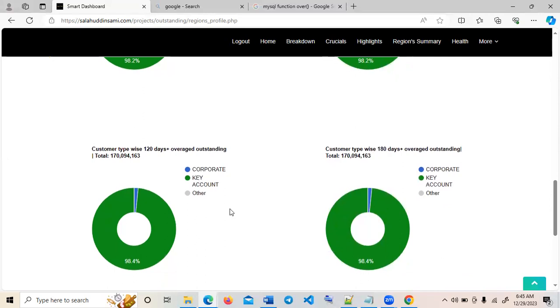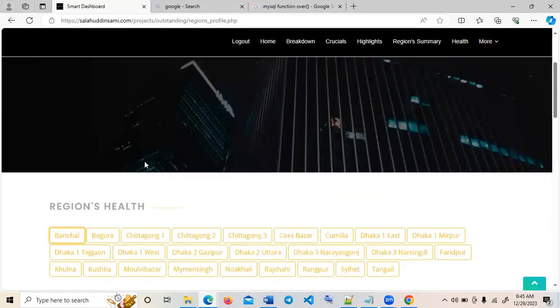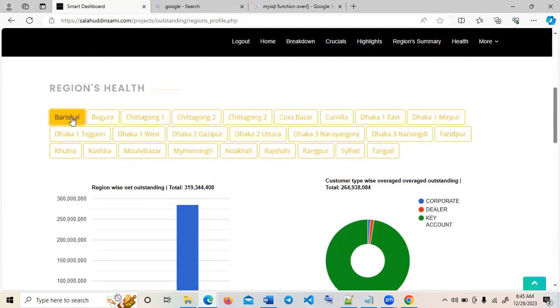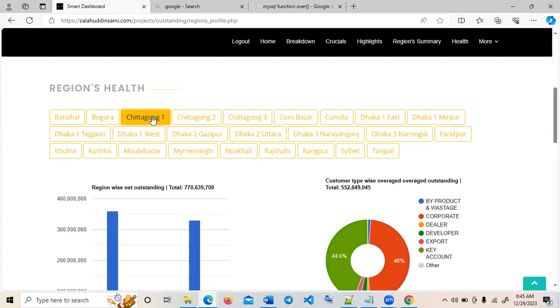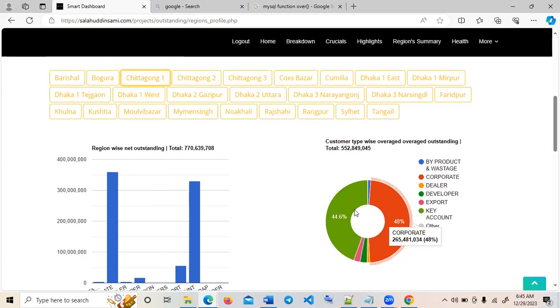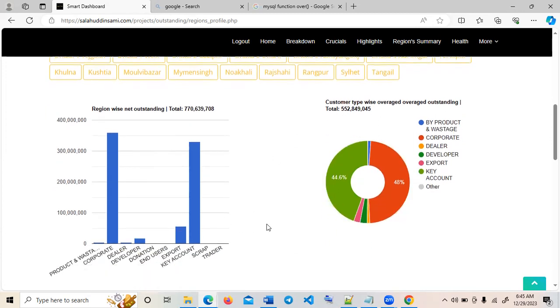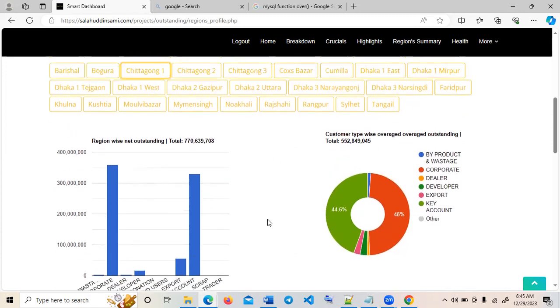So for every region, the directors of my client company, for whom I developed the software, can have a look at the outstanding health of the various regions where they have business. Let's, for example, select another region. So we have seen how the system works.